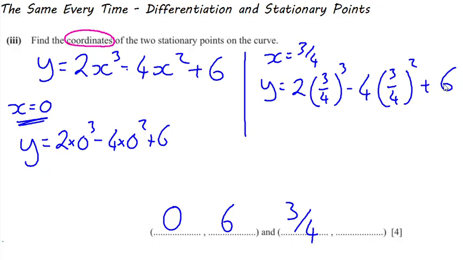So that's going to be 2, brackets. So hold on, 2 and then brackets. Fraction button, 3 over 4. Fraction button to the power 3. And then minus 4 brackets, fraction button, 3 over 4 brackets to the power 2 and then plus 6.